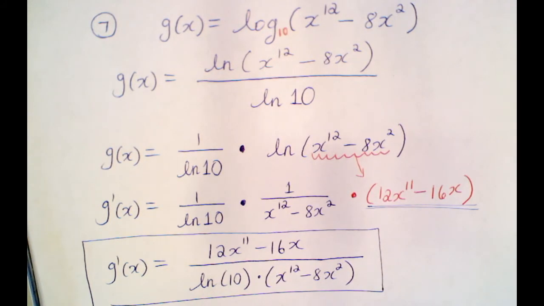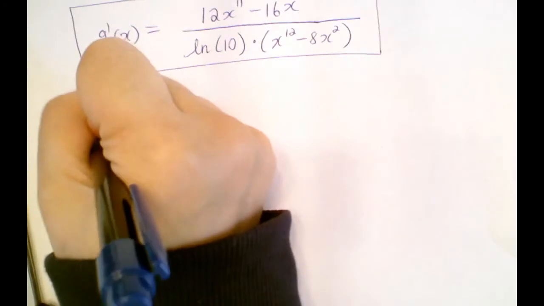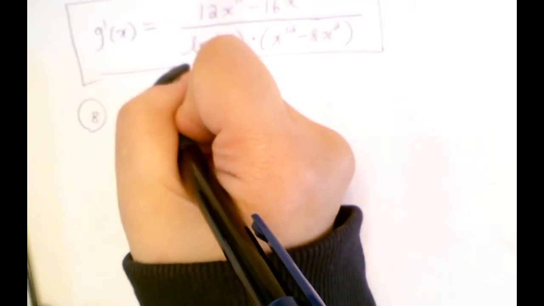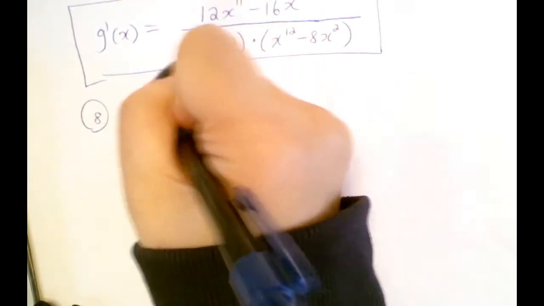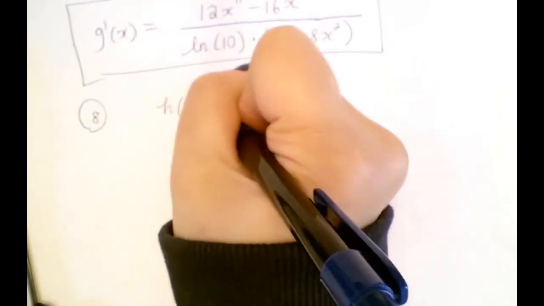Now number 8 and 9. I just have 2 more examples for you. They're very similar, but number 8 and 9 are both using the product rule, which is a good review of what we've been doing. Write down number 8 for me. Let's call it h of x. Write down h of x equals x to the 3rd power times log base 5 of x.